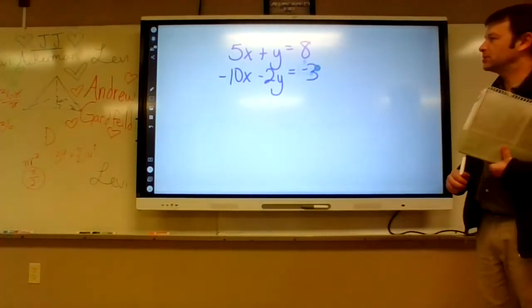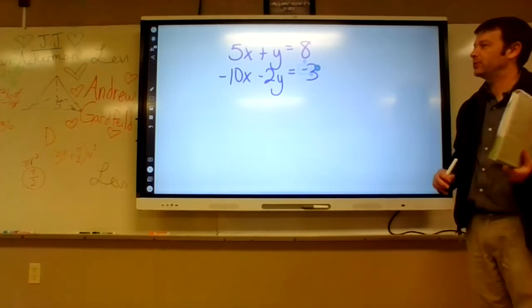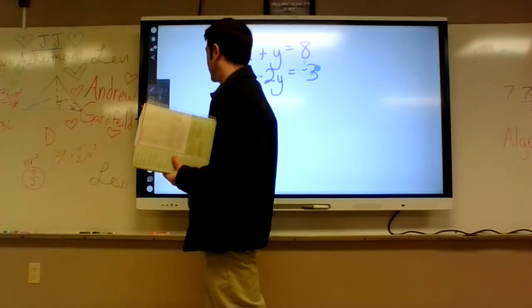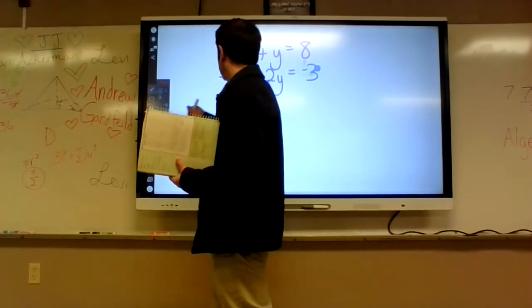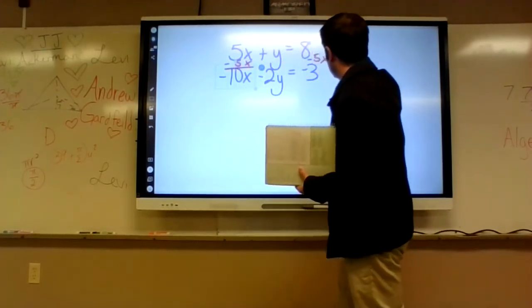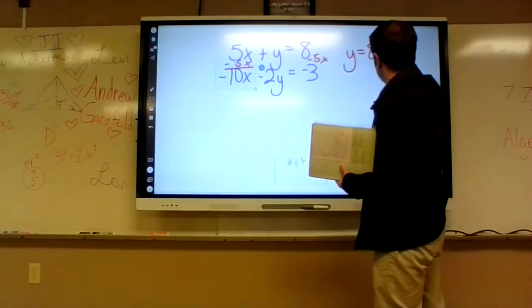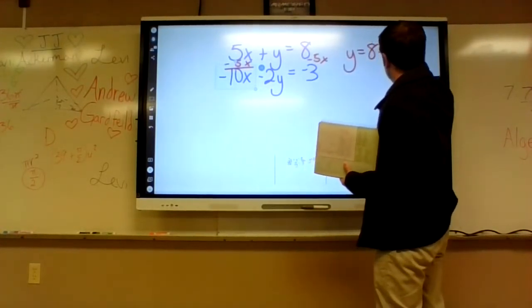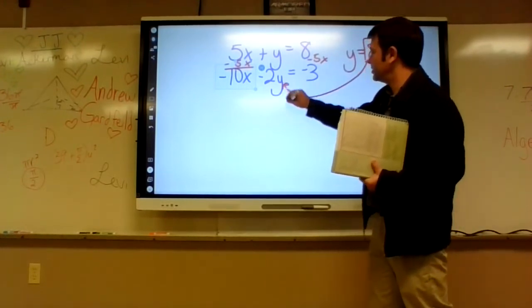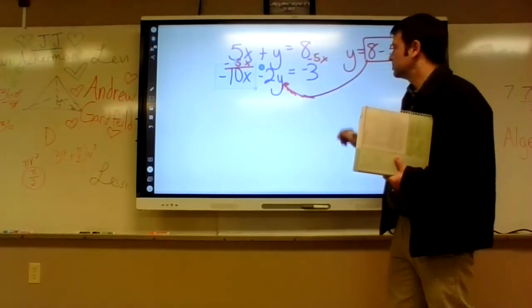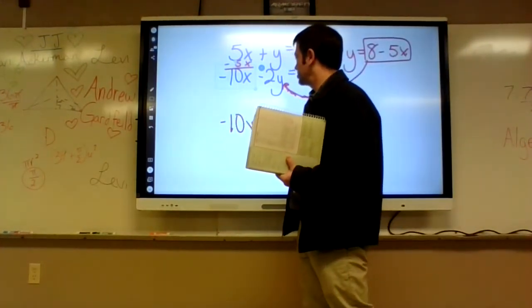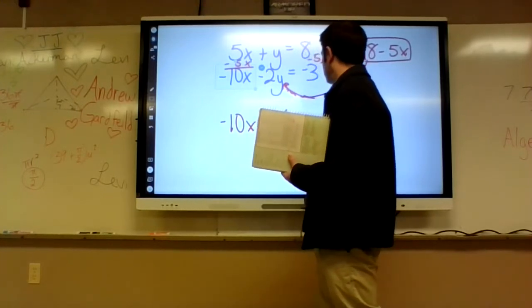Times 2. No, that's elimination. How do we do it with substitution? Subtract 5x to get y by itself. Next section is substitution, and we can do that here in a second. We're going to take everything that y is equal to and replace y in the other equation. The bottom equation becomes y.